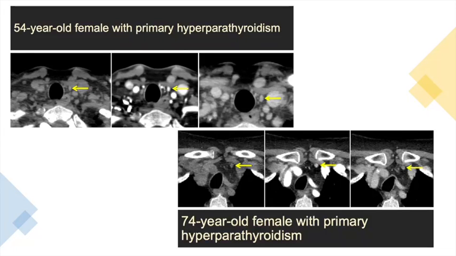Here's an example of a parathyroid adenoma in a 54-year-old female presented with primary hyperparathyroidism. We can see a hypervascular nodule just below the left thyroid lobe, and this is another example of parathyroid adenoma in a 74-year-old female with a hypervascular nodule at the anterior mediastinum.